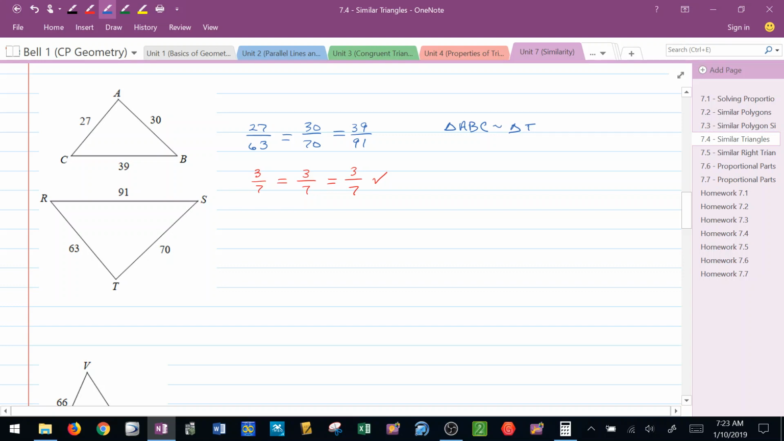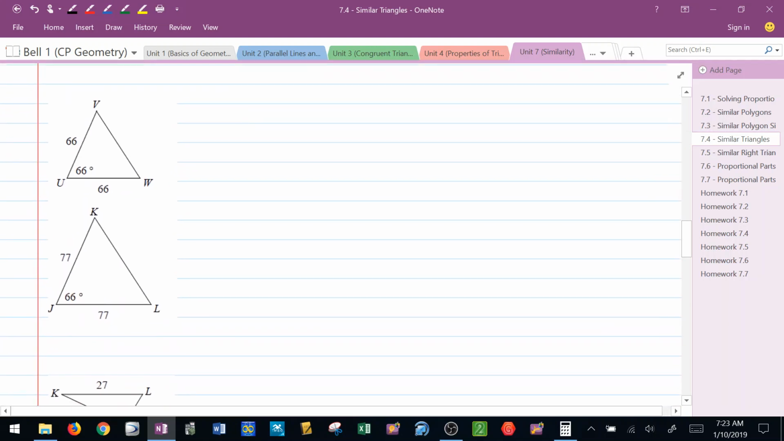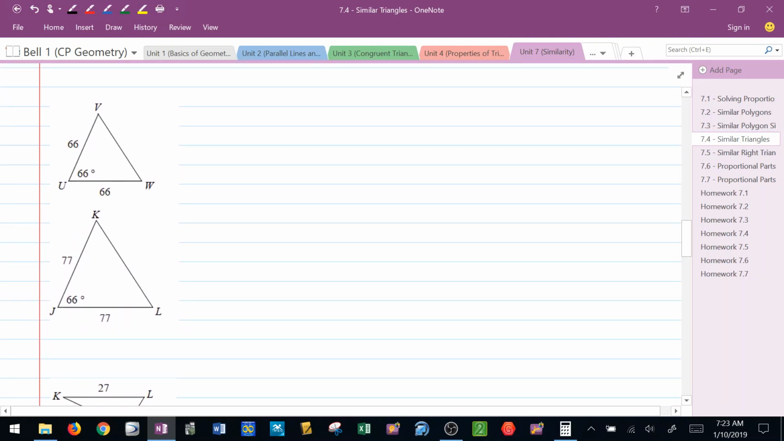S has to match with B. And C has to match with R. I know these two triangles are similar by side, side, side similarity, and I have verified that. Let's try this third one here. Now, in this third one, I do see an angle congruency. All right? So immediately, I'm going to write down, I know that angle U is congruent to angle J.